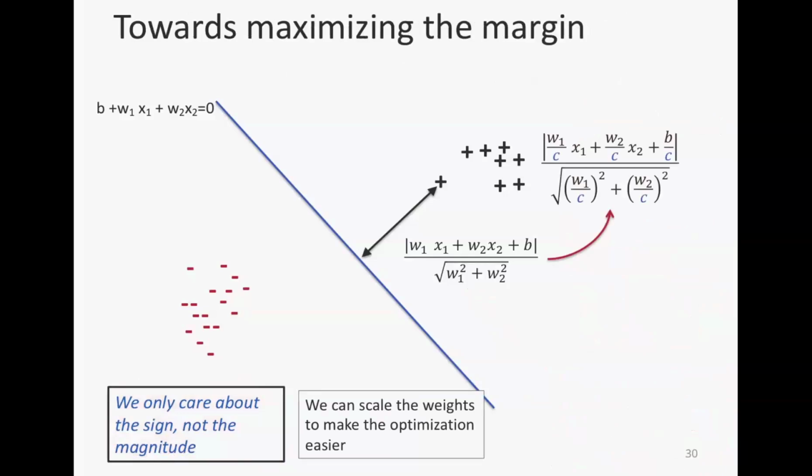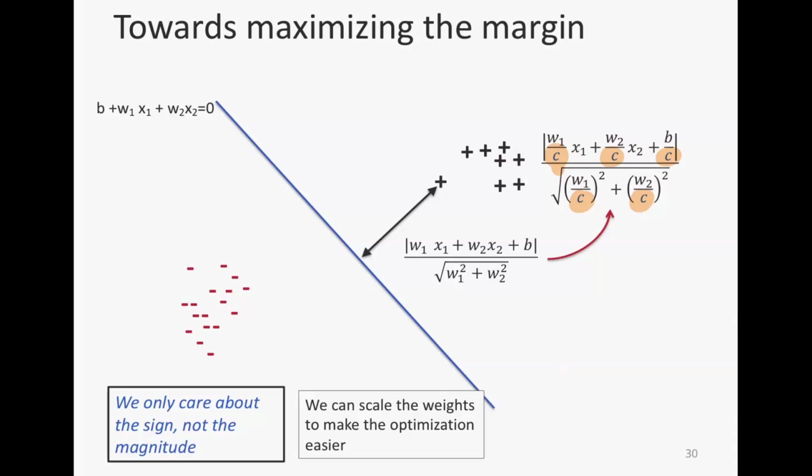So I can divide the w's and the b by any positive constant c, and I'm going to be left with the same margin. That means what we have is this extra degree of freedom. I can choose c to be 1,000,000. I can choose c to be 10 to the power minus 1,000,000. As long as it's positive, we have the same weights and the bias. Sorry, it's the same margin.